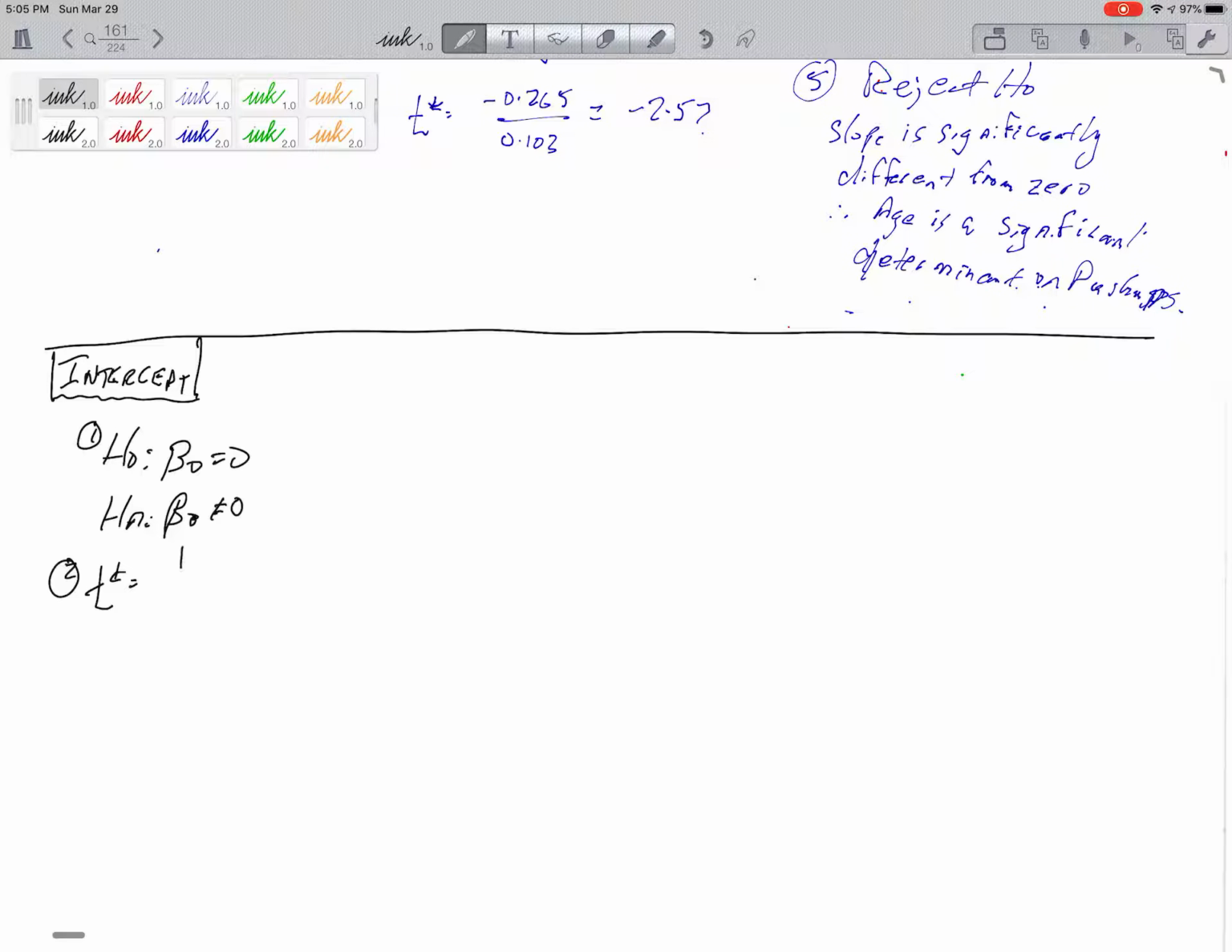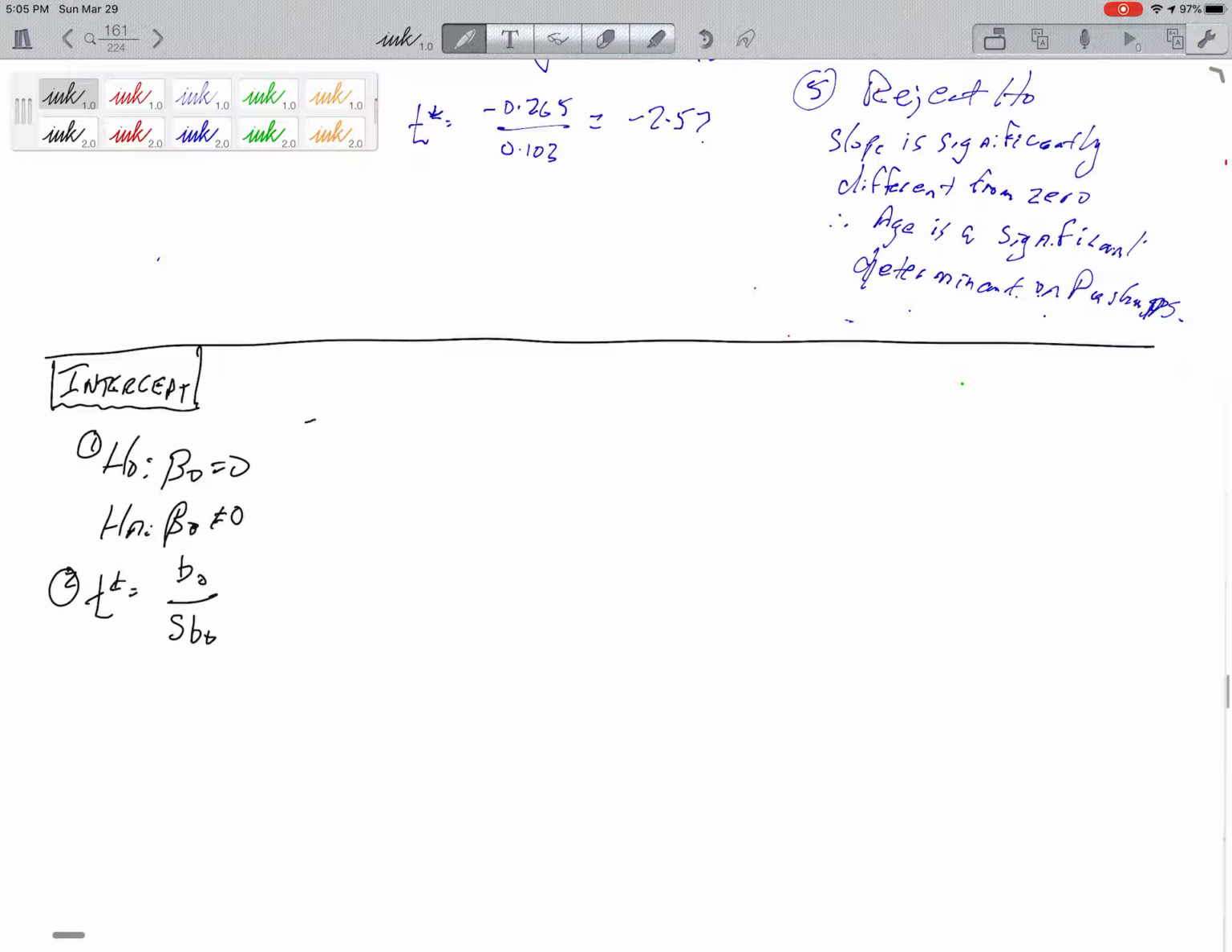Same format of the formula, except that we're talking about B naught over S B naught. And then your critical region would be exactly the same as above. So we've got a T with 10 degrees of freedom. We've got a critical region here of minus 2.228 and plus 2.228.